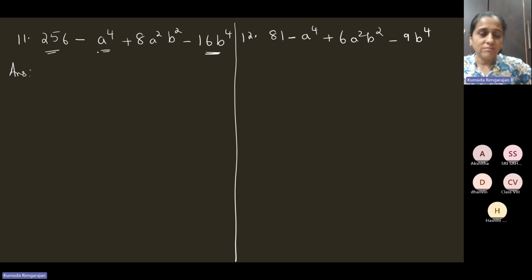Perfect square. Navneet, you need to look at the screen. Okay, this is a perfect square. 256 is a perfect square. A to the power 4 is a perfect square. And 16b to the power 4 is a perfect square. Now, this is that fourth term, and the variables are a squared and b squared. So this should go with two other terms which have a and b in them. So this is a power 4, this is b power 4.